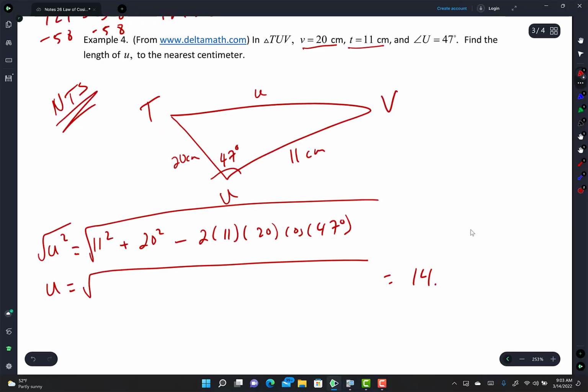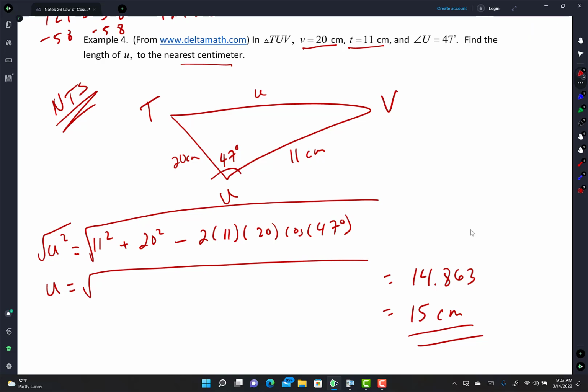I already took the square root, guys. 14.863. What did they want? Find to the nearest centimeter. So nearest centimeter, 15 centimeters. How do you feel? Do we feel like we got a lock on this for the most part?